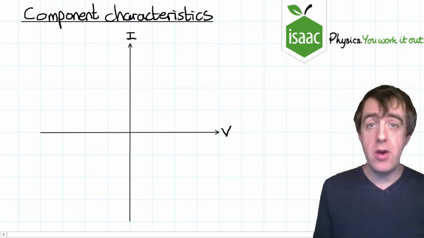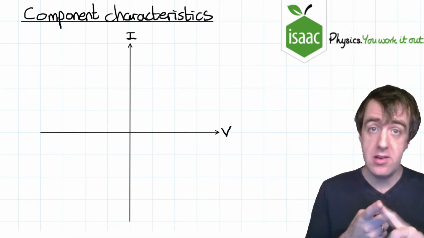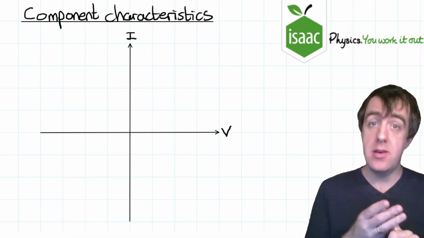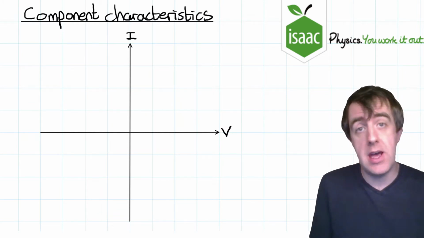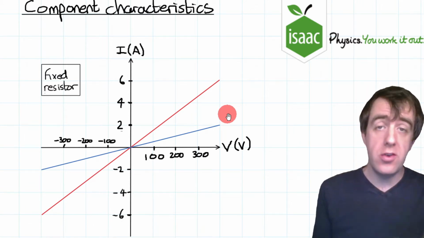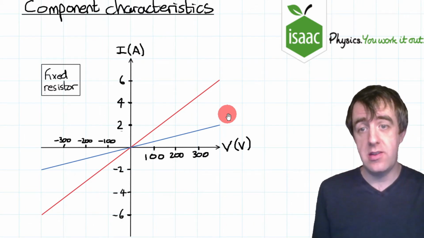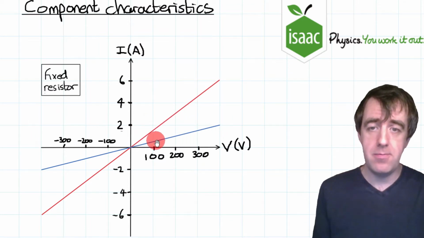There are three components that you will need to know about for your GCSE: fixed resistors, filament lamps, and diodes. And I'm going to show you the characteristics for those three components now. Here is a graph for the characteristics for two different fixed resistors. One of them represented by this red line here, and one of them represented by this blue line here.